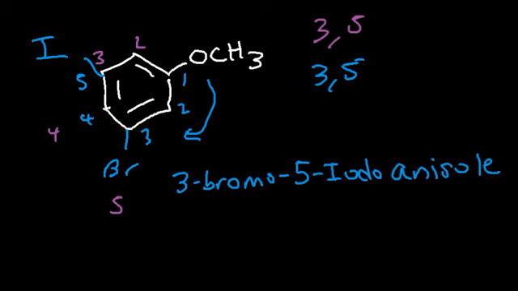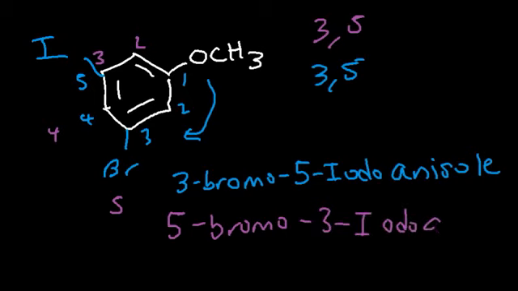And now if we count it in the other direction, we still have to place the substituents in alphabetical order. But this time it's going to be 5-bromo, 3-iodo, anisole. Now we have a choice here. Which one looks more acceptable to you? 3-bromo 5-iodo or 5-bromo 3-iodo? In both cases, the letters are alphabetized. They're placed in alphabetical order.